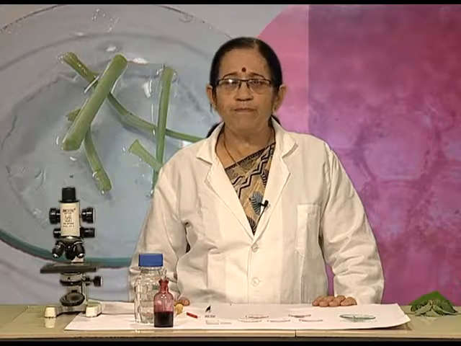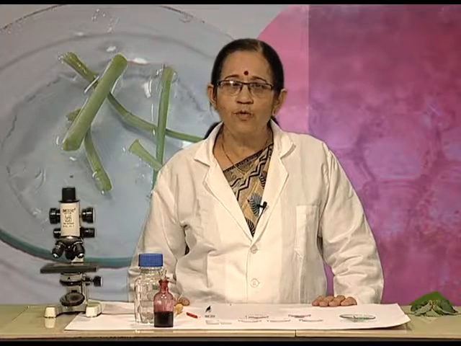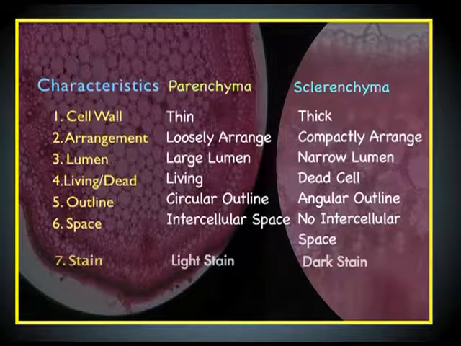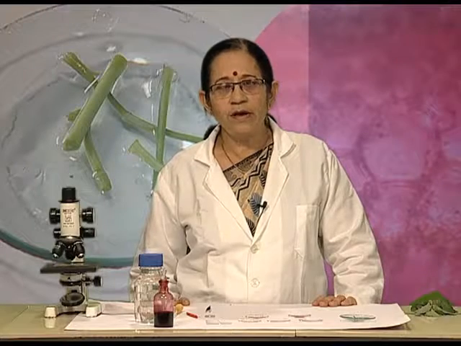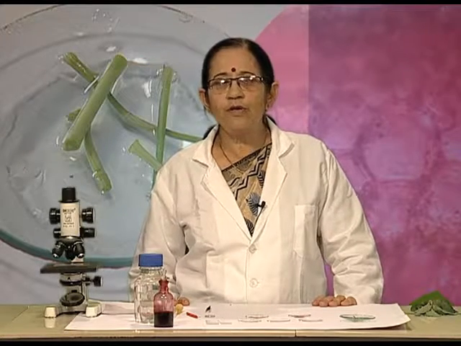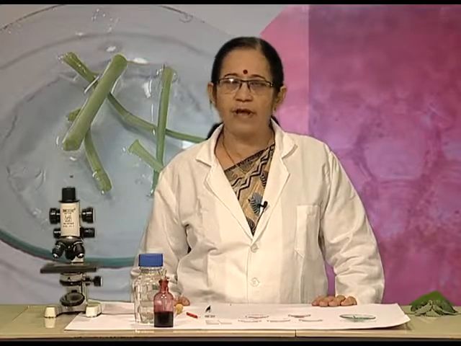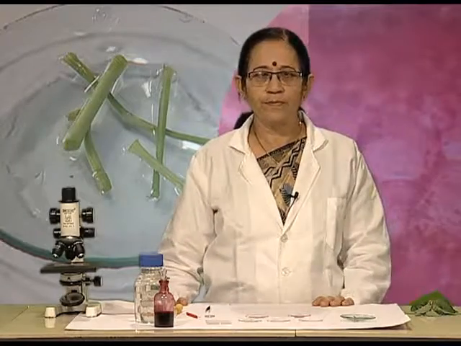Next, because the parenchyma cells have thin walls, their lumen is large, whereas in sclerenchymatous cells, their lumen is narrow because of their thick walls. And lastly, the parenchyma cells are living and sclerenchyma cells are dead. So, this is how we are able to distinguish between two types of plant tissues, parenchymatous and sclerenchymatous. Thank you.